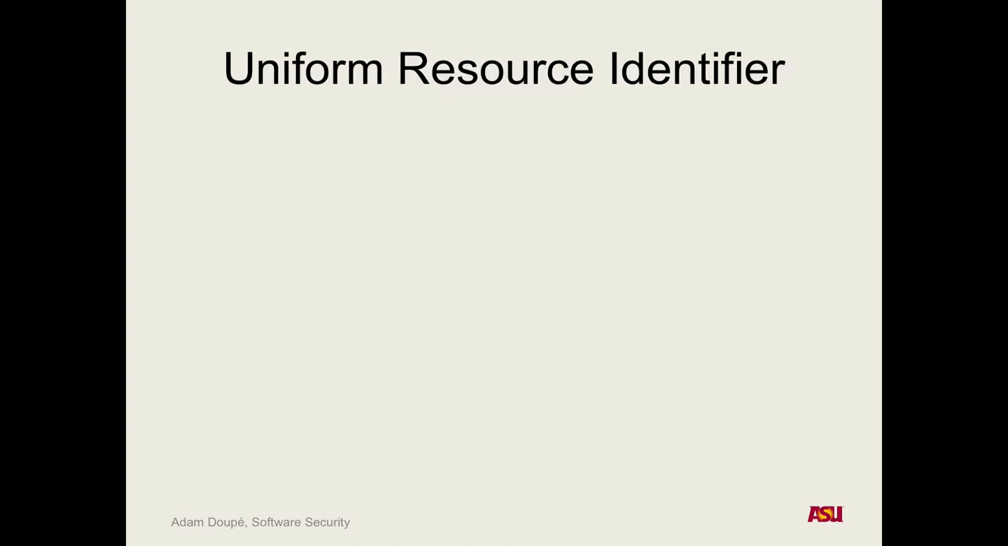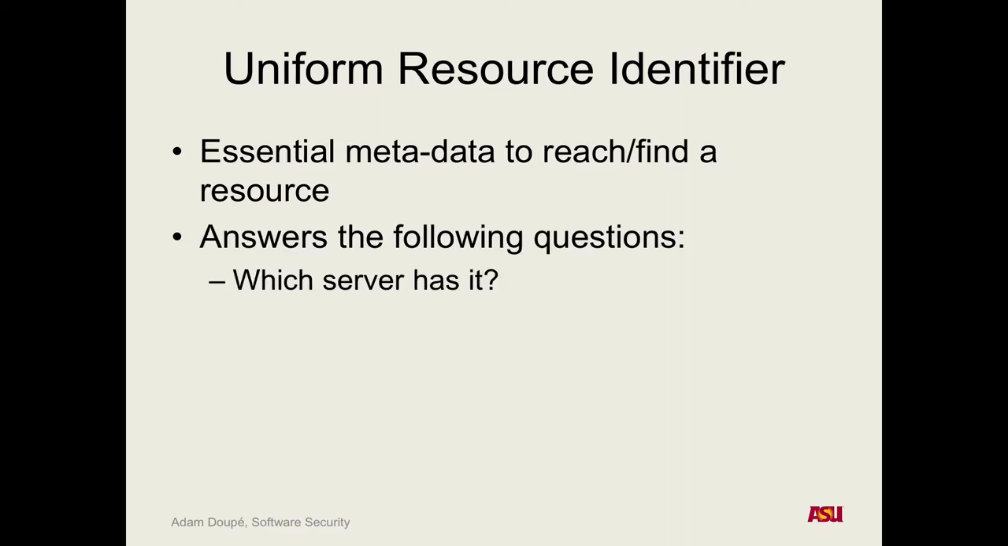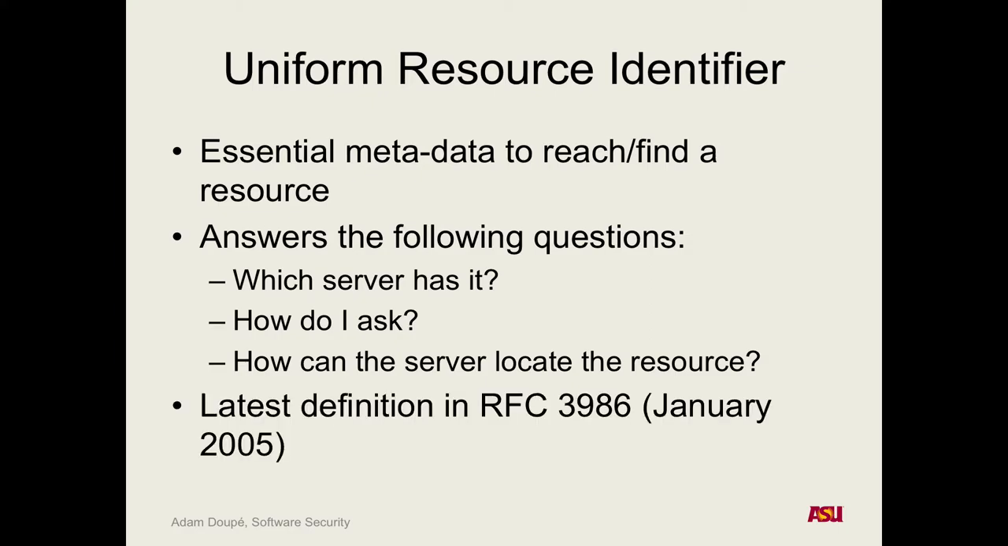Okay, so starting with the first technology, URIs are the center for everything, right? If you don't know how to name something, how can you ever ask for a document? So you've seen URIs before. They are essentially metadata of how to reach or find a specific resource. So it answers which server has this document, how do I ask that server for the document, and how can the server locate that resource? Now that I know which server to talk to, of the thousands of documents that this server has, how does that server know to give me this specific document?